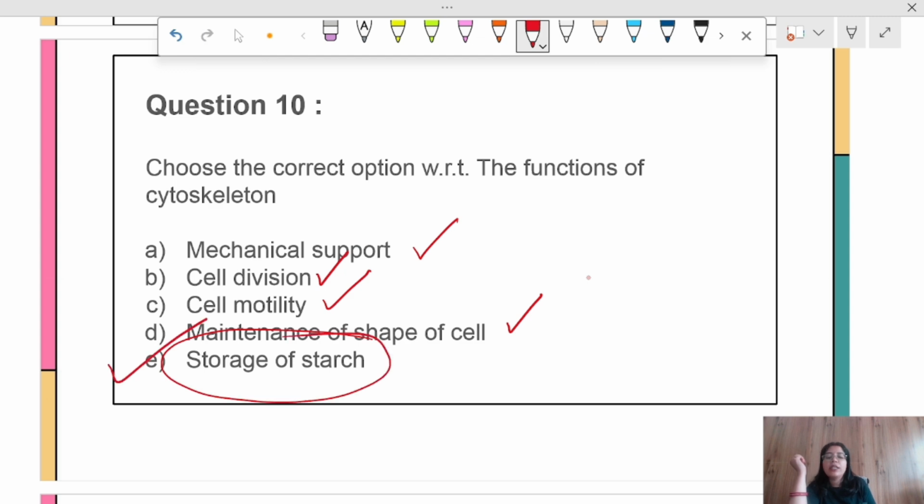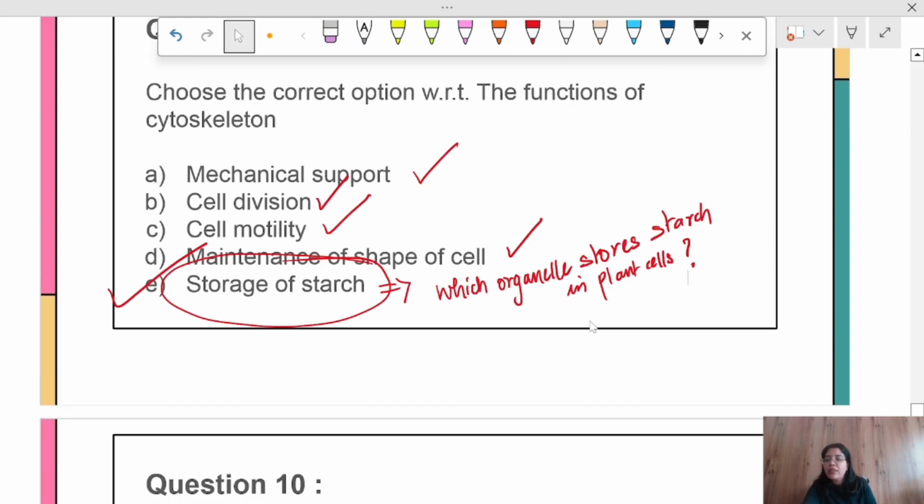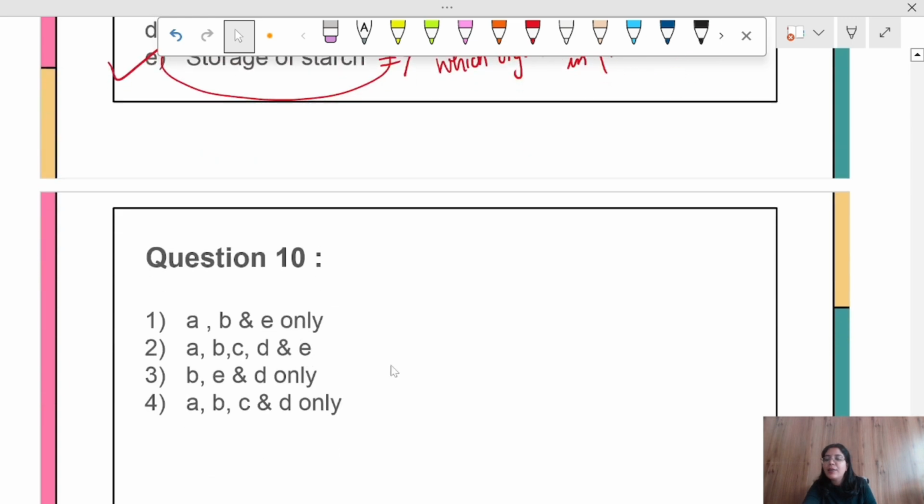First of all, starch storage is not at all present in all the cells. Another thing, for storing the starch, which cell organelle is responsible? Can you tell me? Which organelle stores starch in plant cells? Please write. Okay, there are different types of leucoplast. One leucoplast is responsible for storing the starch. Please write that. Okay, and you got the answer for this one also, A, B, C, D, right? A, B, C, D only. Yeah, E is not the answer.